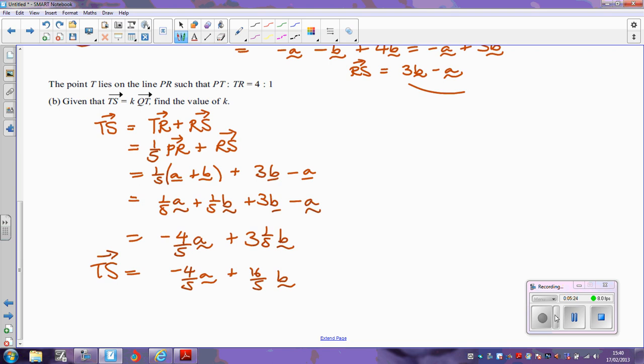That's the vector TS. I'm going to tidy this up a little bit by factorising it. I can see that a fifth is a common factor, so I could write it as a fifth of minus 4A plus 16B. And I can also see that 4 is a common factor in there. So if I now take out 4/5, it becomes 4/5 times minus A plus 4B. And that's my vector TS.